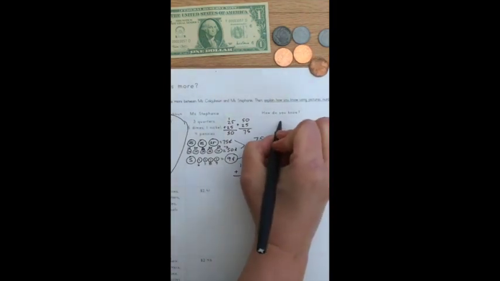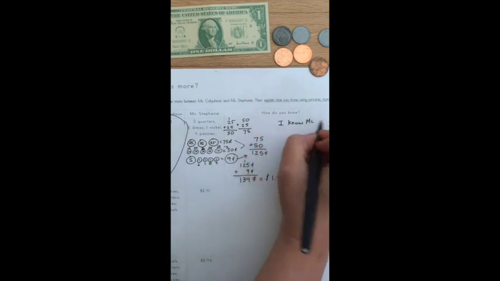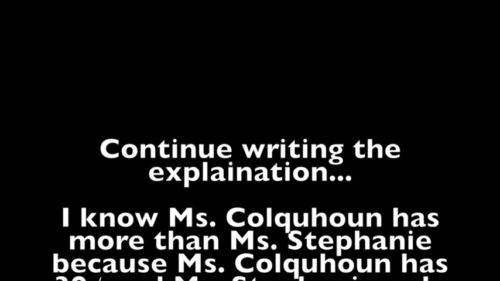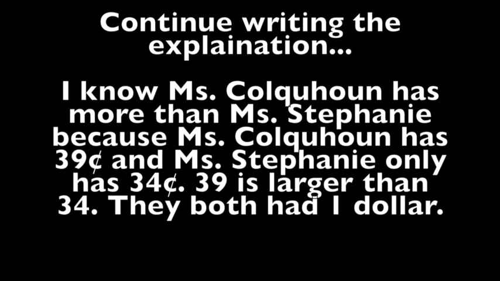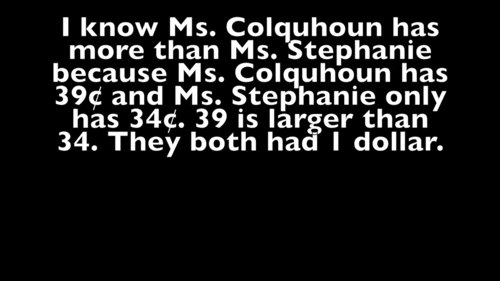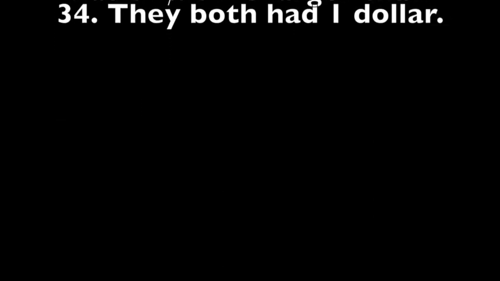I know Miss Cahoon has more than Miss Stephanie because Miss Cahoon has 39 cents and Miss Stephanie only has 34 cents. 39 is larger than 34. They both had $1.